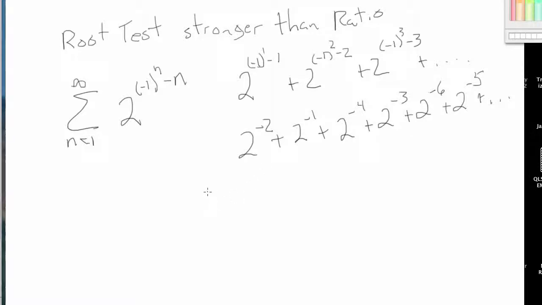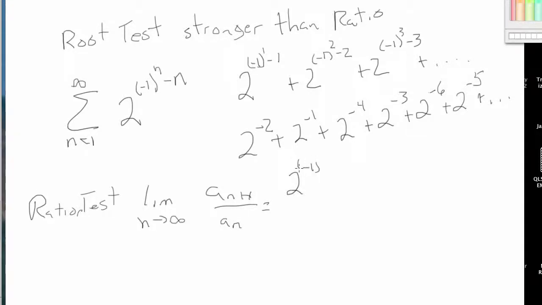And so what would happen here? Well, if we look at the ratio test, all right, then I have the limit as n goes to infinity of a sub n plus 1 divided by a sub n, and that is 2 to the negative 1 to the n plus 1 minus n plus 1, divided by 2 to the negative 1 to the n minus n. Alright, now what does that equal to?